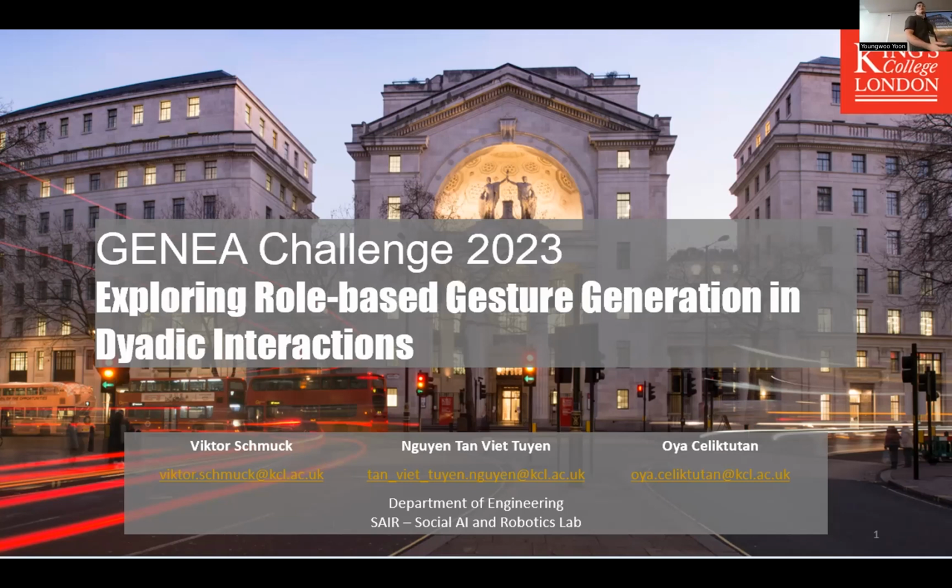Hey, I'm Viktor. I'm a postdoc at the SAIR lab at the Department of Engineering at King's College London. And this is our take, or a part of our take, on how to generate gestures based on different roles that people might exhibit, being the main agents or the interlocutors in a conversational setting.